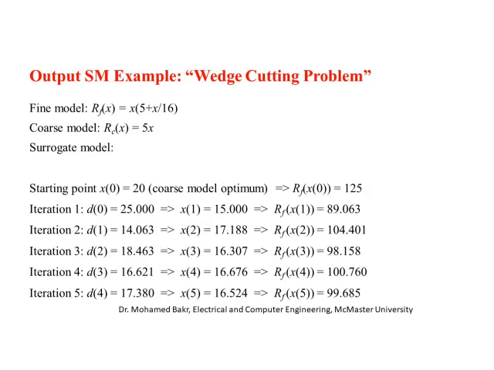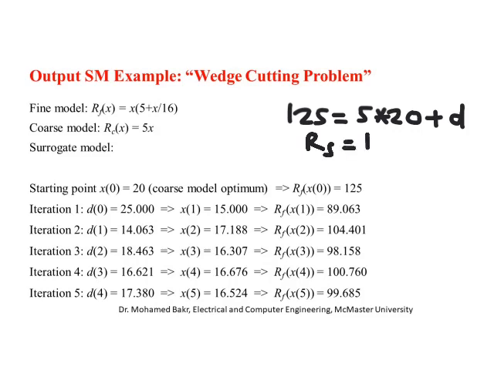So I'm going to say here 5, okay, so I can write it here. I can say 125 is equal to 5 multiplying 20 plus D. What is the value of D that I should add to 5 times 20 such that it gives me 125? If you do this calculation, of course the answer will be 25. So your first extracted D is 25. Then I can simply say that my surrogate is equal to the coarse model response, and I'm going to add to it 25. Now I go and I optimize this.